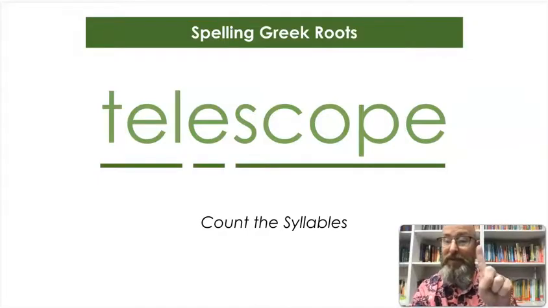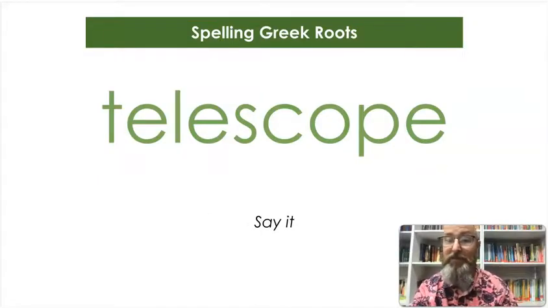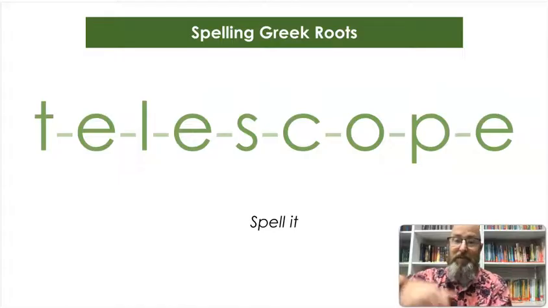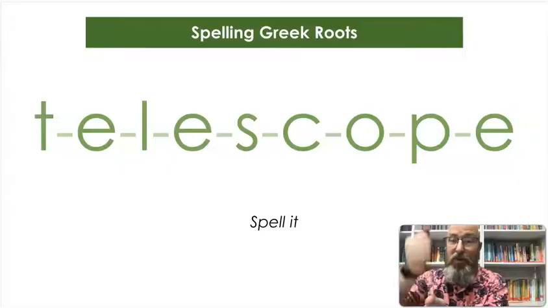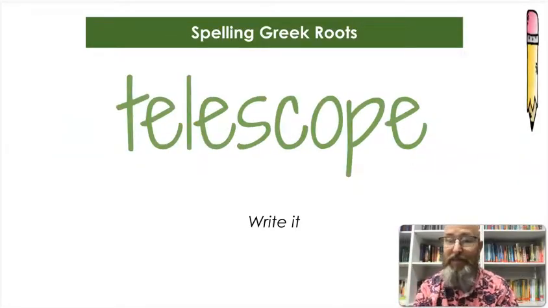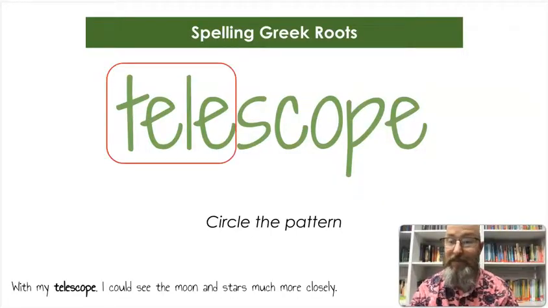Let's count the syllables. Telescope. Let's spell it. T-E-L-E-S-C-O-P-E. Telescope. And let's write it. T-E-L-E-S-C-O-P-E. Let's circle the pattern. Tele. With my telescope, I could see the moon and stars much more clearly. Closely and clearly, I guess.